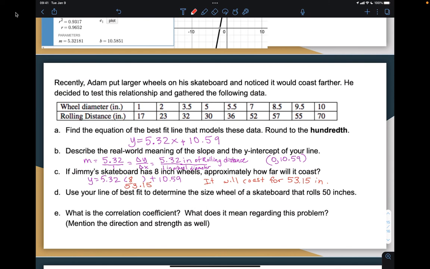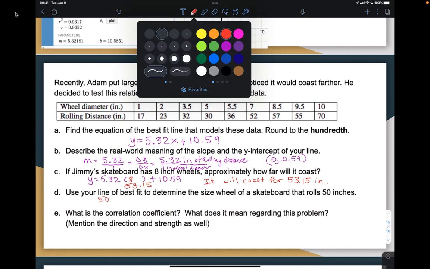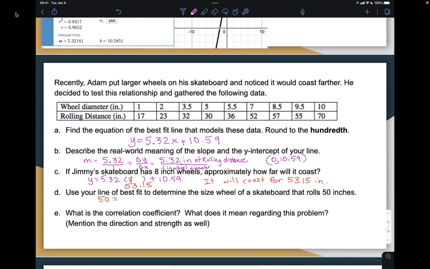So now using your line of best fit, determine the size of wheel. So we're going to look for x now of a skateboard that rolls 50 inches. So y is 50. So 50 equals 5.32. Now we're looking for the wheel x plus 10.59. All right. You guys might remember this from last year. So we're going to subtract 10.59 from each side.